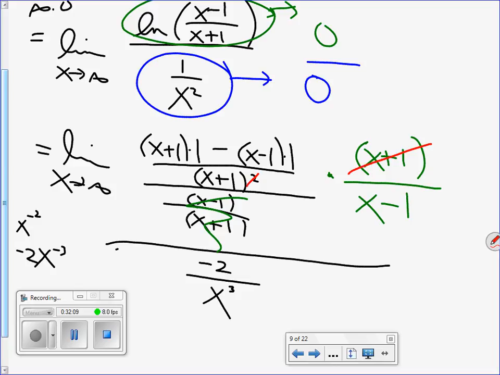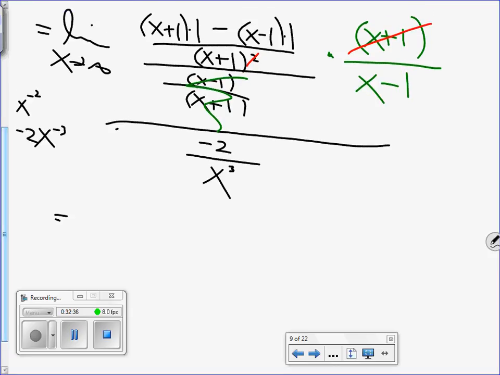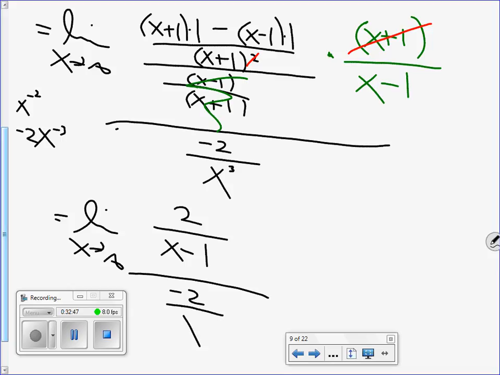Well, this, if you look up here, you have x plus 1 minus x minus 1. You have 2x. No, you don't. Oh, the x's are gone. Sorry, you're just 2, because you have a 1 minus a negative 1, so you just have 2. So really, what we have up here, we're almost there. It looks horrible, but it's not bad. So we have 2 over x minus 1 over negative 2 x cubed.